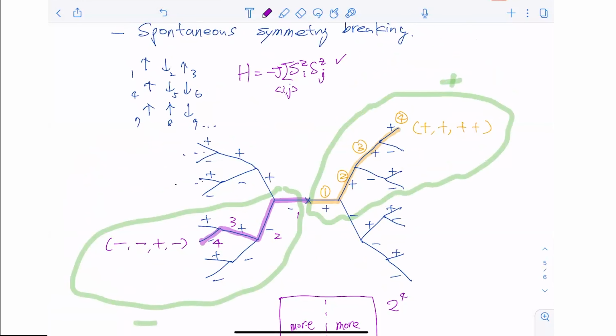And one question you need to ask yourself is that this Hamiltonian looks like it has a specific symmetry. That's basically, if I flip all the spins from upward to downward, the energy doesn't change. So how come at low temperature the system prefers one direction over the other?